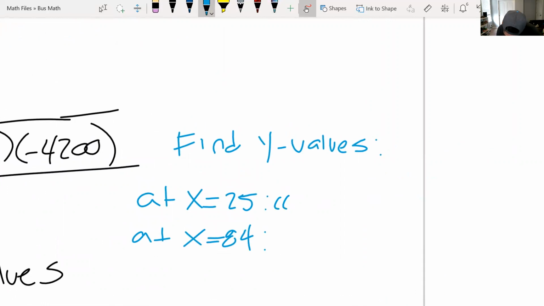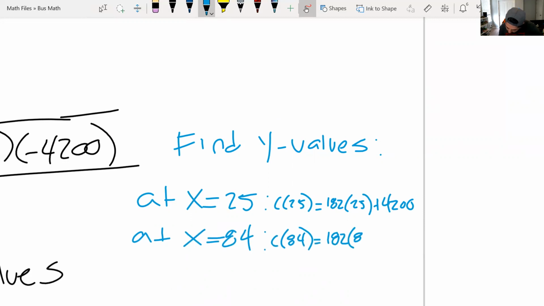So C of 25 gives me 182 times 25 plus 4200, and C of 84, 182 times 84 plus 4200. Let's see what we get. 182 times 25 plus 4200, 8750. Yeah, I ran out of space, sorry.